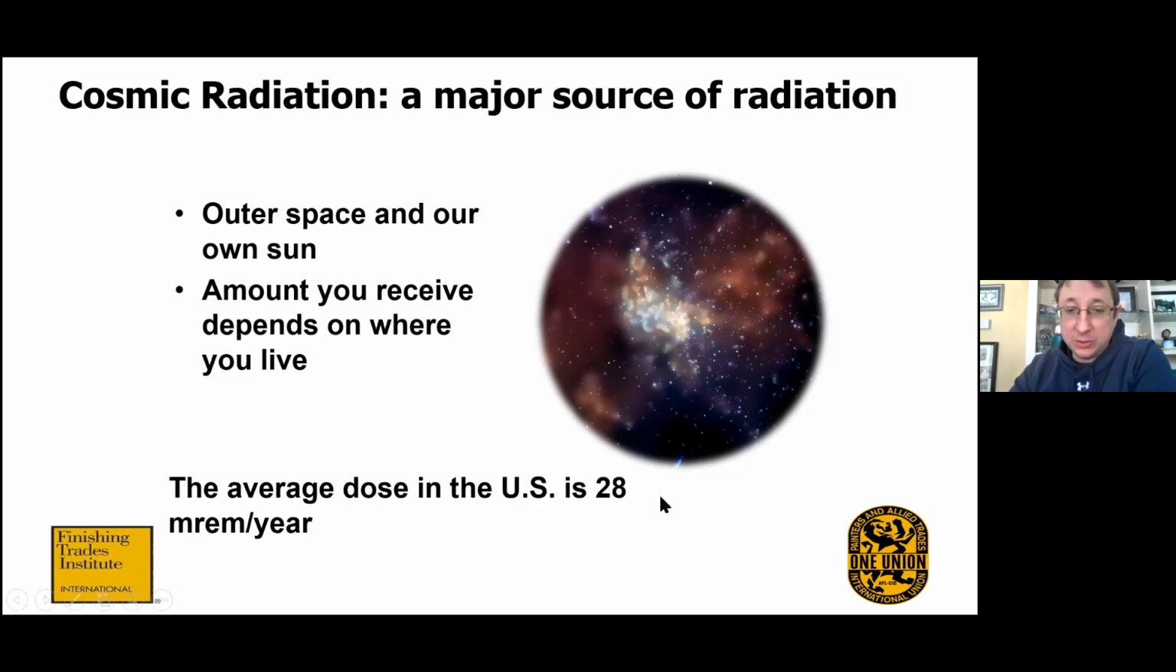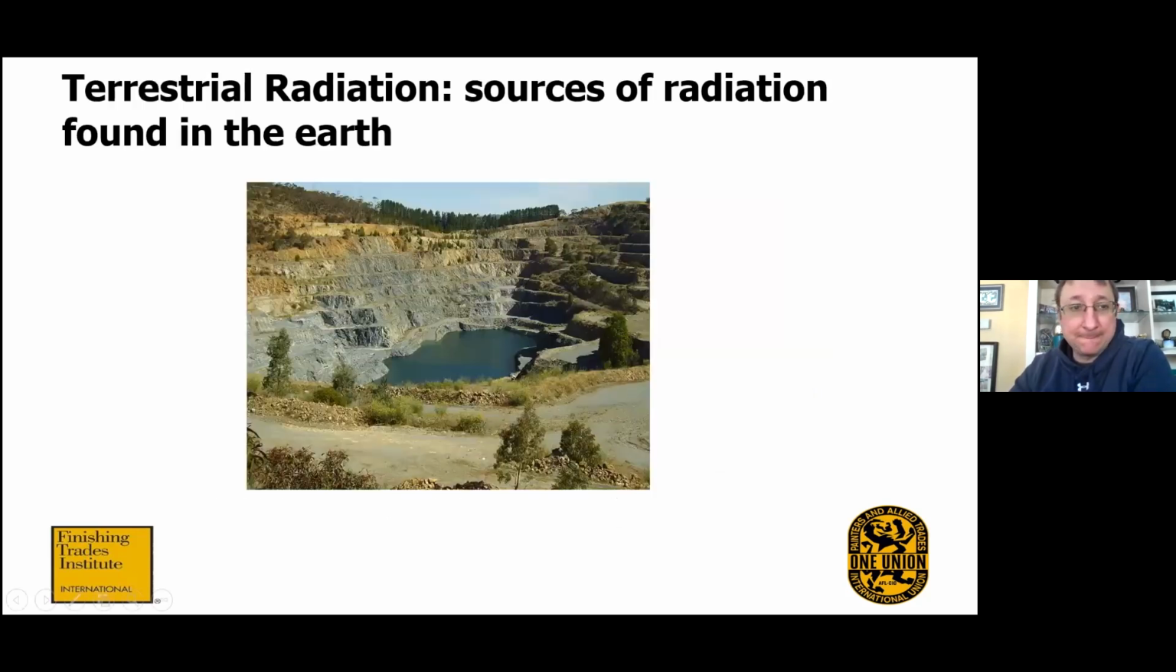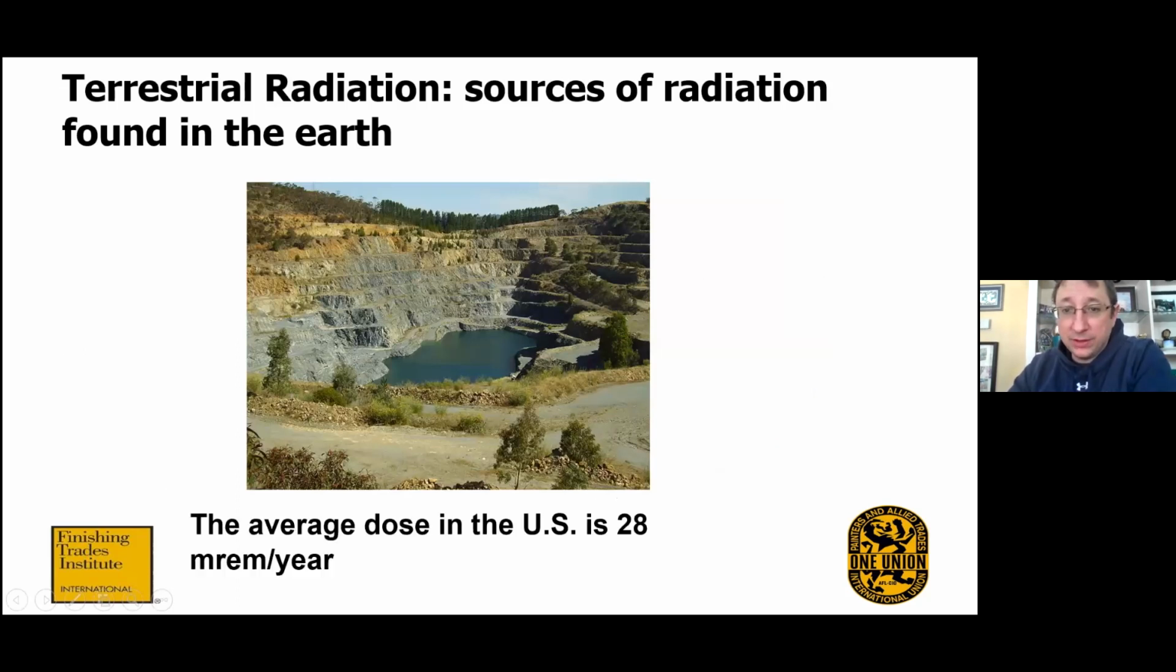And the average annual dose is about 28 millirem a year. Terrestrial radiation, these are sources that are found in the earth.